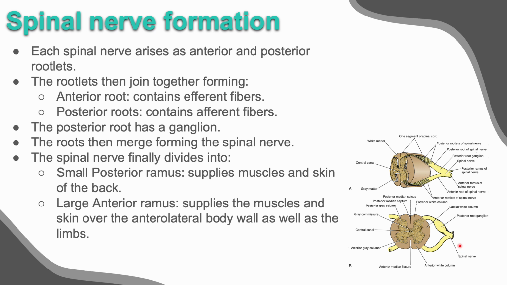Finally, the spinal nerve divides into a small posterior ramus, which supplies the muscles and skin of the back, which we see right here, and a large anterior ramus, which supplies the muscles of the anterior lateral body wall, as well as the limbs.